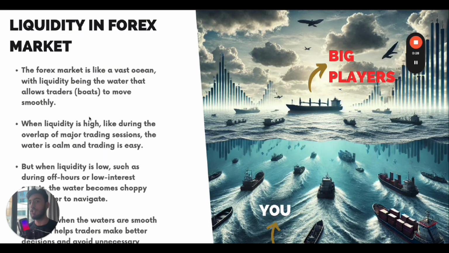So if I want to give you a clear understanding of what liquidity is, the Forex market is like an ocean, and the water here is the liquidity that helps traders move smoothly. These boats are traders. It doesn't matter whether they are big players, small players, or retail traders.